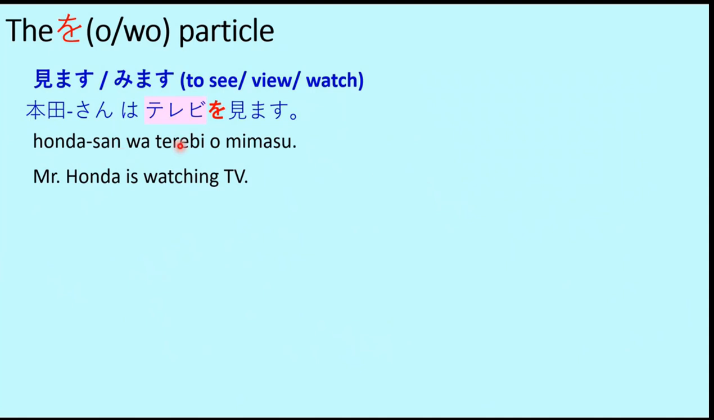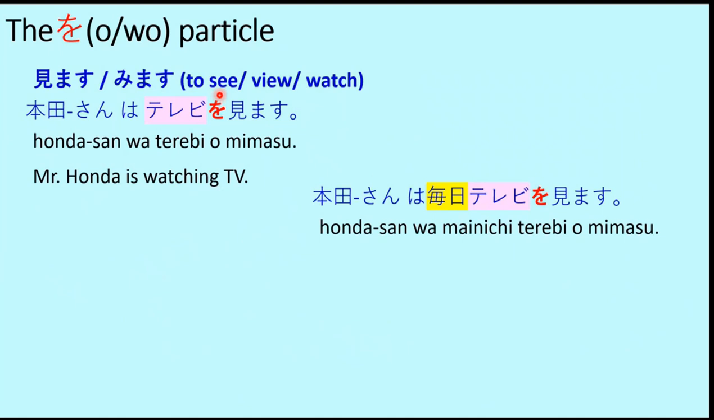So here again, the O particle is back since this is an object which is not a place and this is not a motion verb. So the generic O particle will play here. Mr. Honda is watching TV. Honda-san wa terebi o mimasu. Honda-san wa mainichi terebi o mimasu. That means Mr. Honda watches TV daily.